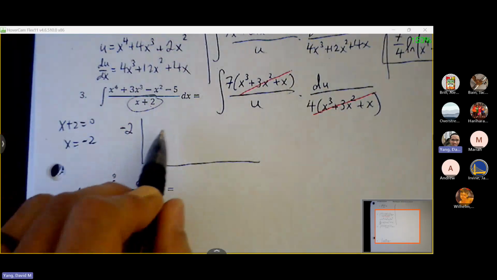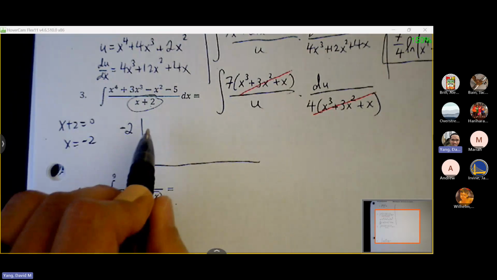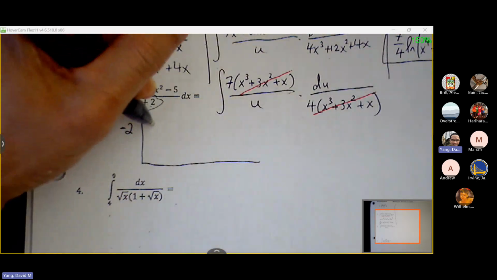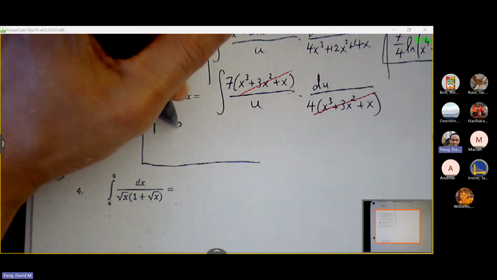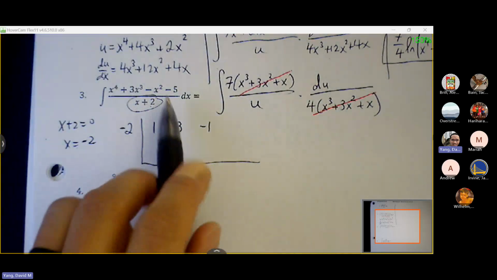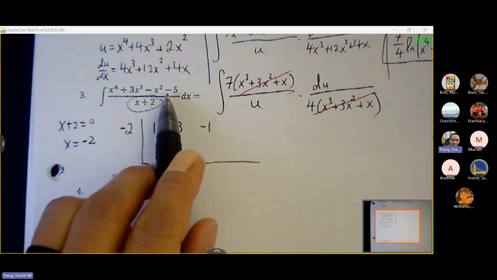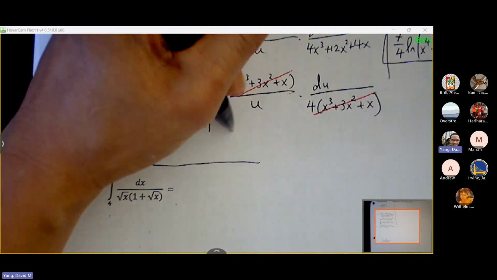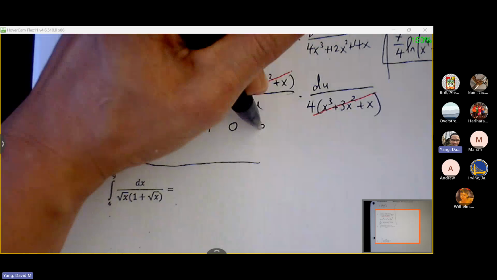And then just put numbers down, numbers that represent each of your degrees. 1 is for x to the 4th, 3 is for x cubed, -1 is for x squared. Now, there is no representation for x, so we need to have a placeholder for that x to the 1st power. We'll use 0 and then -5.